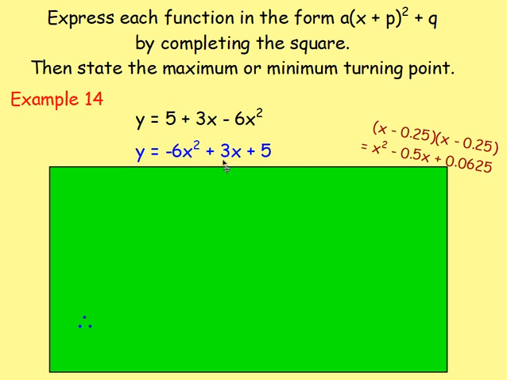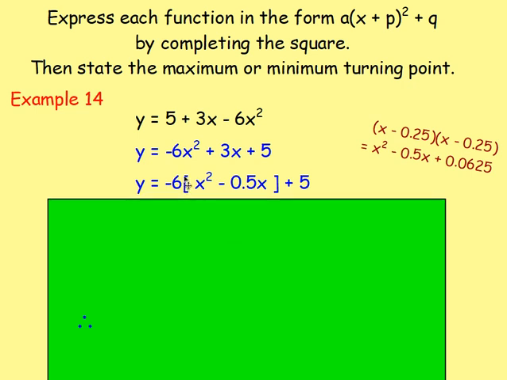Doing that though, you can't really do that with 3 to get a nice easy number, but you could do it to go into a decimal or a fraction, so you have to do that. So doing that, we've got negative 6 brackets, bring in the square brackets. That'll give us x squared, which is what we want, and if you do 3 divided by 6, it gives us negative 1/2 for this number in here. We'll put the square brackets and leave the plus 5 just as it is.